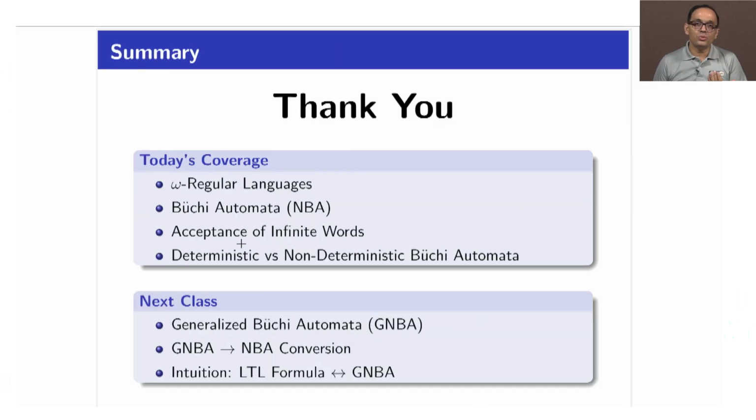So, in today's class we have learned what a regular language is, what an omega-regular language is, then what a Büchi automaton is, what the acceptance condition for a Büchi automaton is, and what deterministic and non-deterministic Büchi automata are. But we have not learned what a generalized Büchi automaton is, how we convert a generalized Büchi automaton to an NBA, and what the core intuition is of having an LTL formula and its corresponding GNBA. This part we have not discussed in today's class, and that will be the topic for the next class.